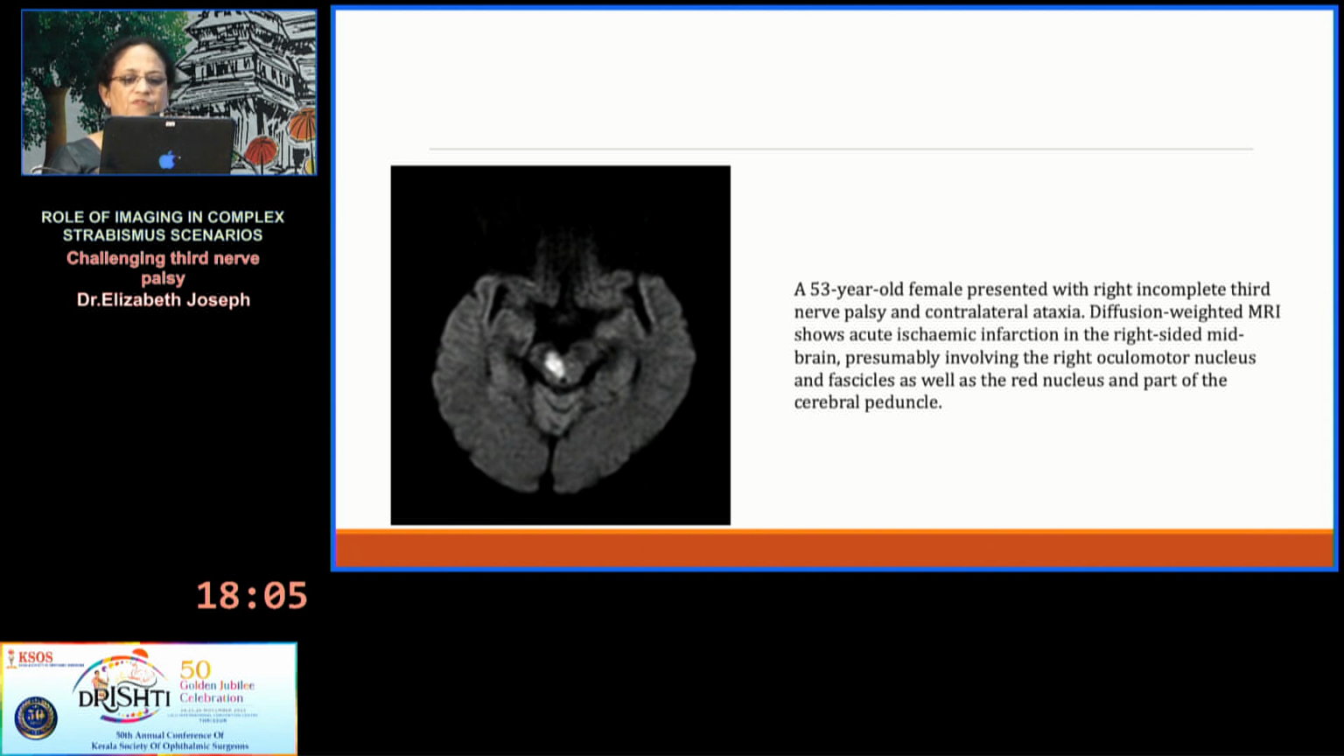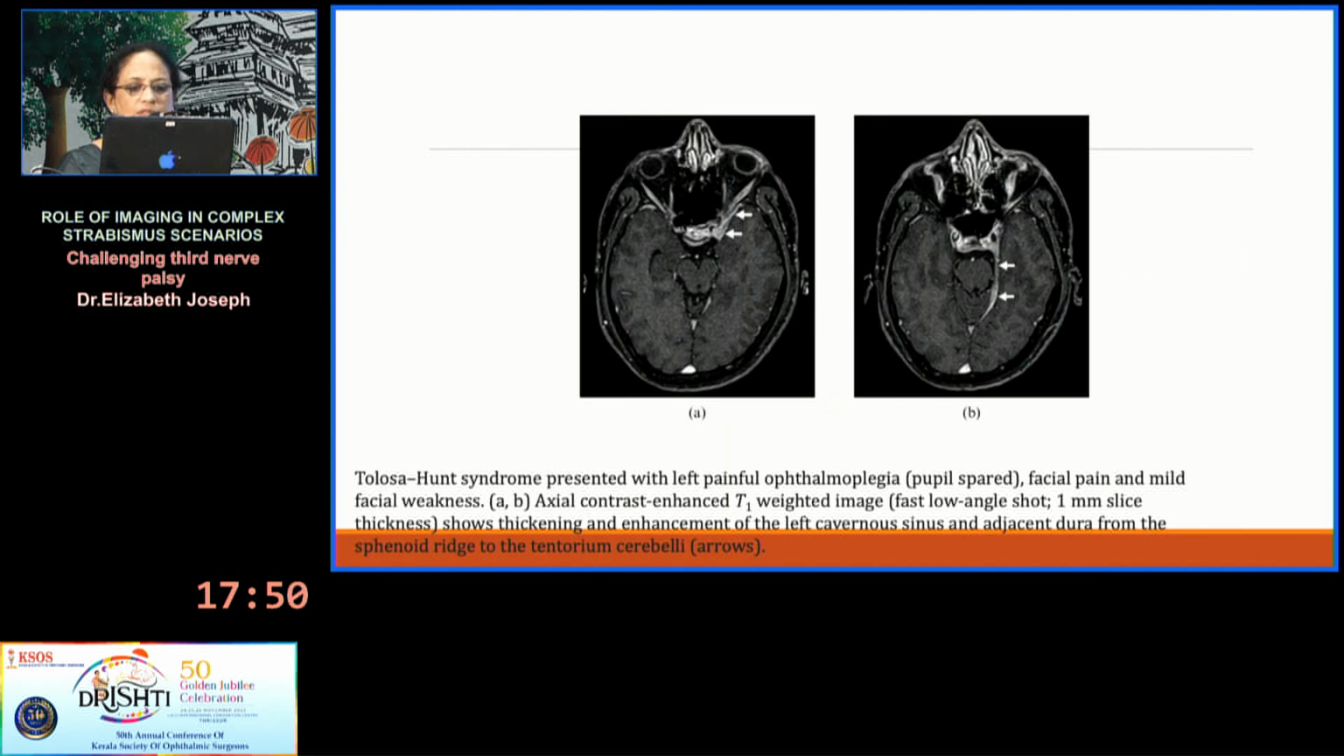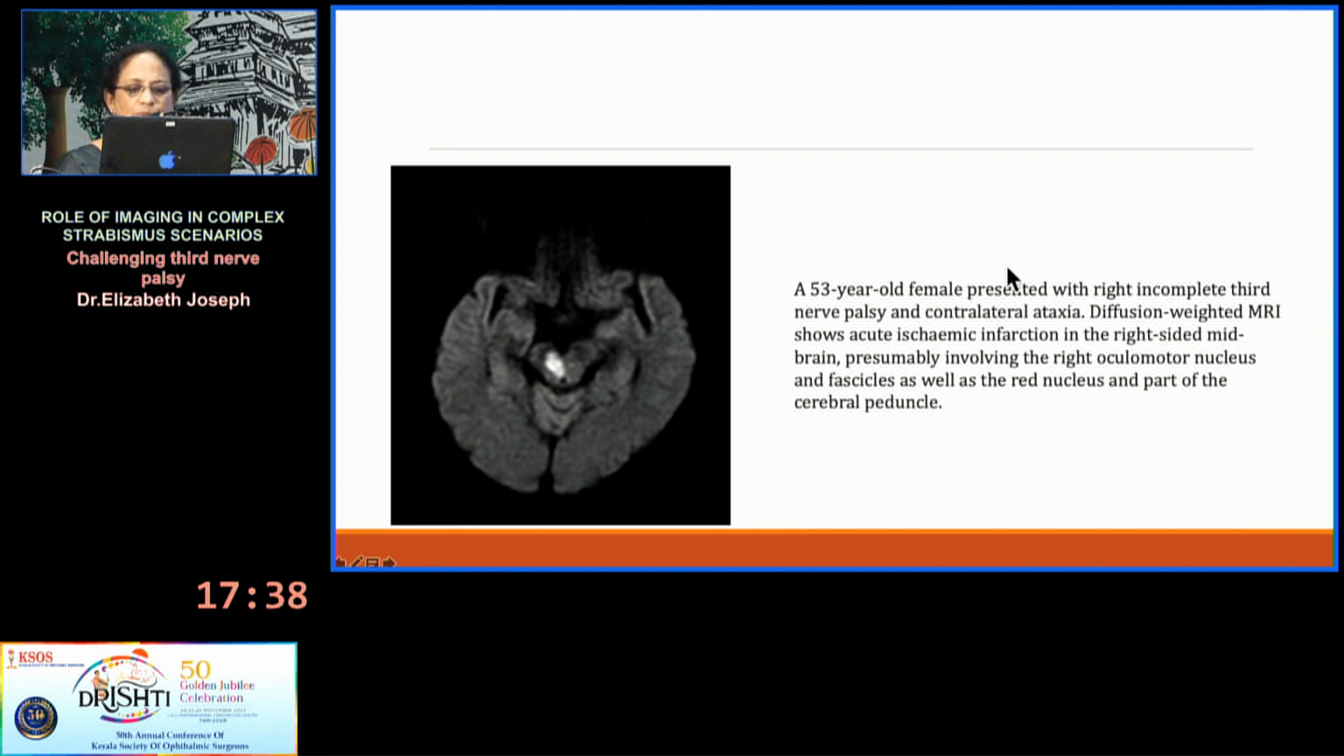Another patient, a 53-year-old female, presented with incomplete third nerve palsy and contralateral ataxia. This is the ischemic infarct. So these are all neurological findings and will be managed by the neurologist. And this is a patient with Tolosa-Hunt syndrome, the painful ophthalmoplegic syndrome. Imaging shows thickening and involvement of the cavernous sinus and even the dura.